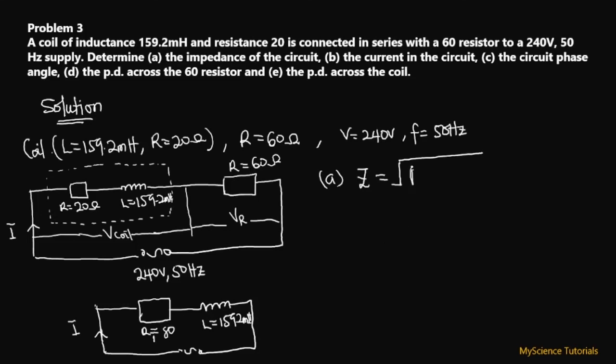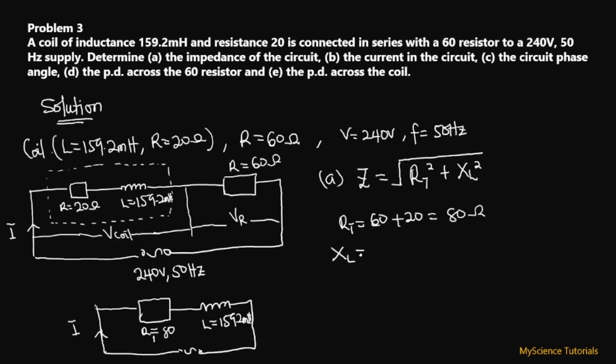So our impedance is going to be the square root of RT squared plus XL squared. So the RT is the sum of the 60 ohms over here and the 20 ohms over here. So this is going to give us 80 ohms.